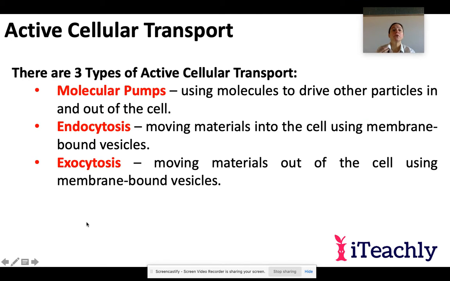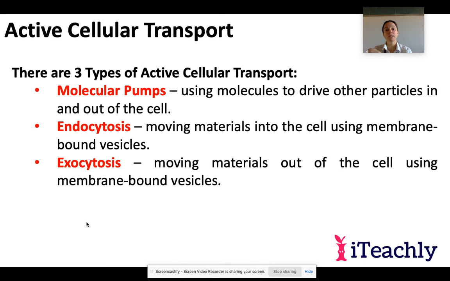Okay, so there's three types of active transport. There's molecular pumps, and these use proteins, just like we saw with passive transport, where those proteins acted as channels and pumps. This, though, will require energy for it to happen, but it's very similar.